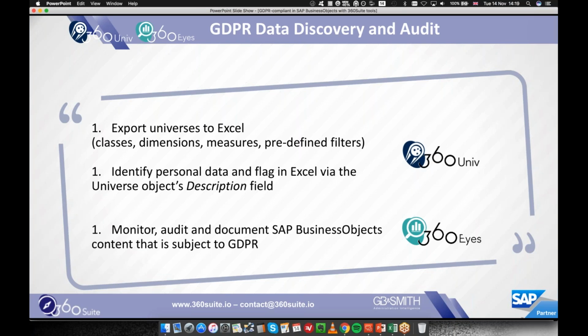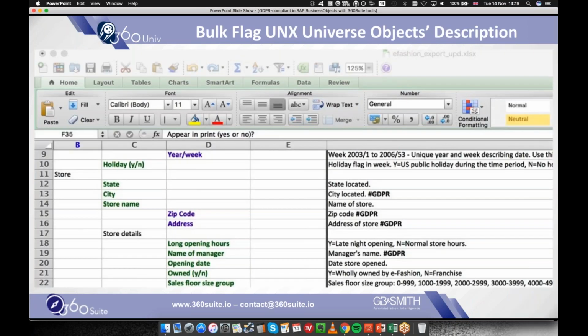So essentially, step one will be to take those universes that you suspect to contain GDPR data. Using 360 Univ, export to Excel, so you can see the full flavor of classes, dimensions, predefined filters, measures. Then you can go through that Excel export, identify that personal data, flag it within the Excel spreadsheet, and then re-import it to update the universe with that flag. The next step is to monitor, audit, and document that content using 360 Eyes. This is a screenshot before we move on to the demo, just to give an idea of what the output of an export to Excel universe looks like.